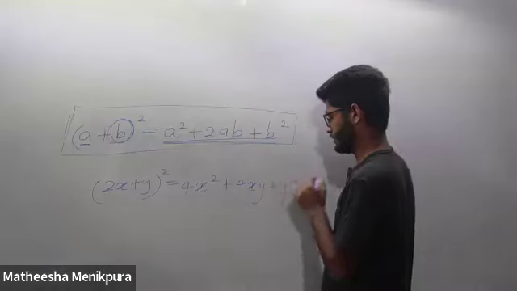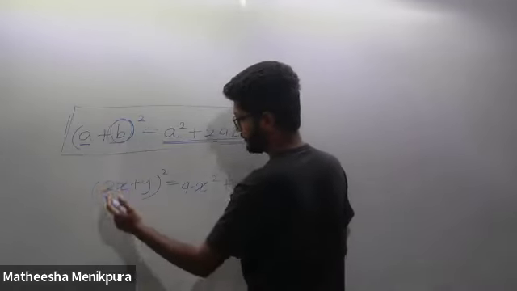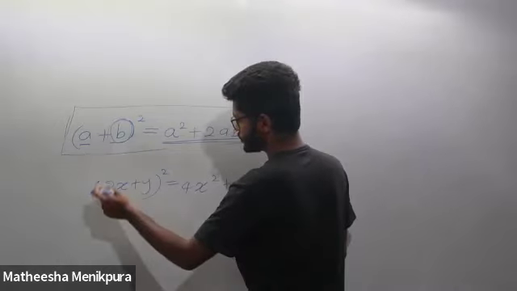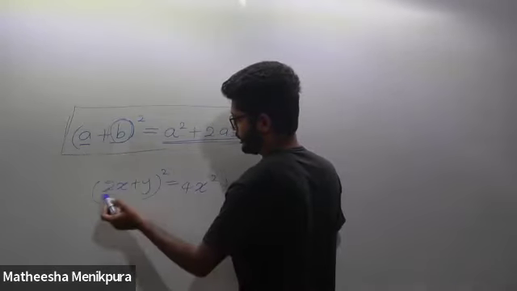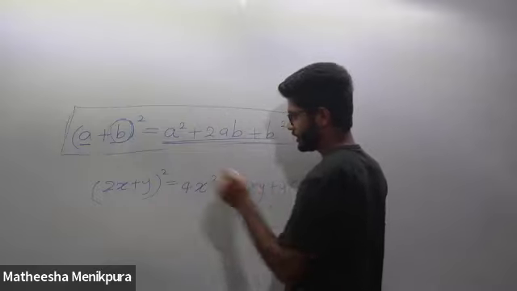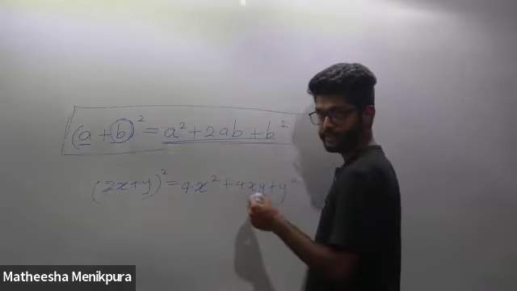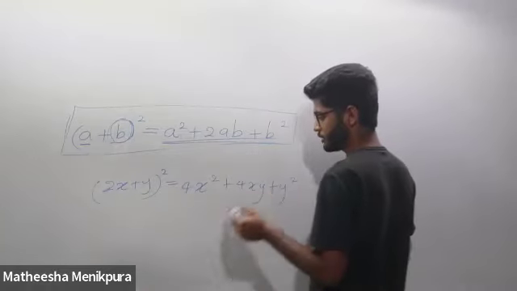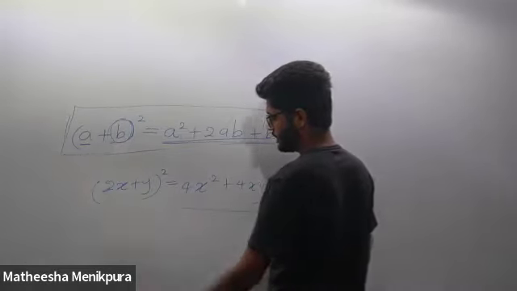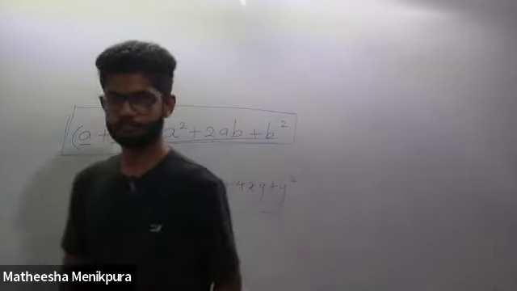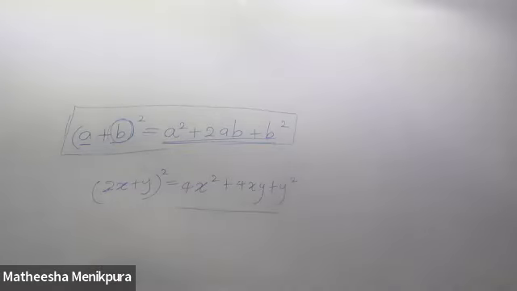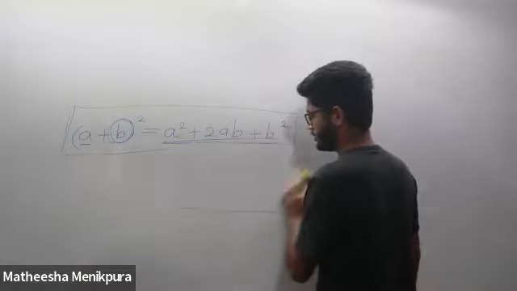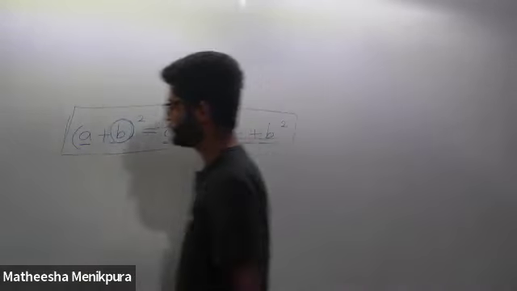Correct. First term is 2x, square is 4x squared. Multiply these two, take the double of that one. 2x into y, that is 2xy, take the double, that is 4xy. Plus y squared, square of the last term. Therefore, this is the correct answer. Let's move on to the next one.